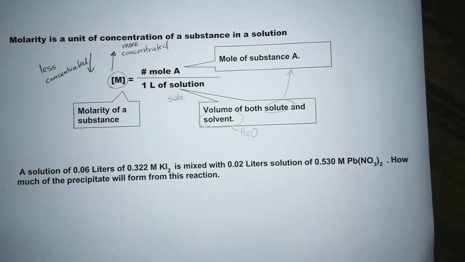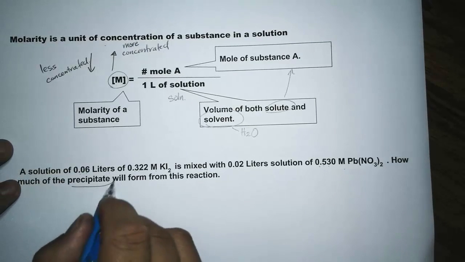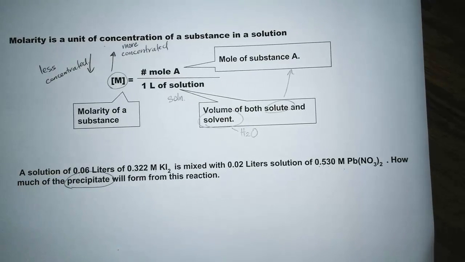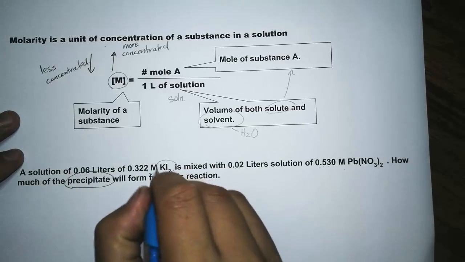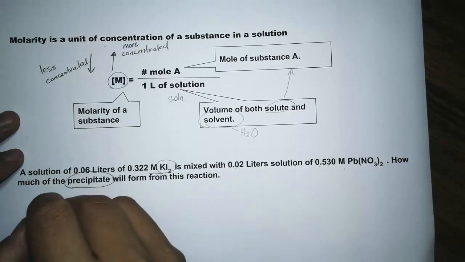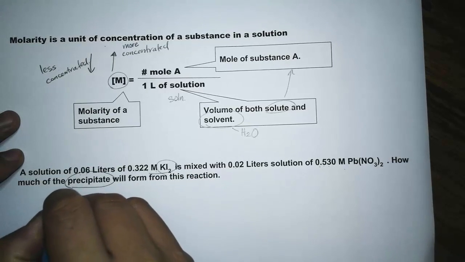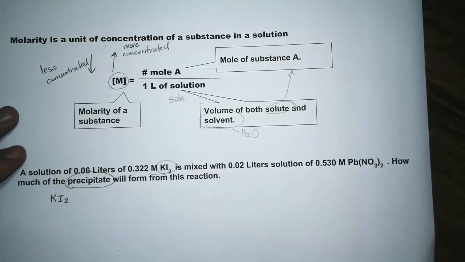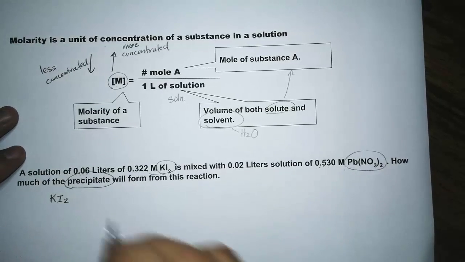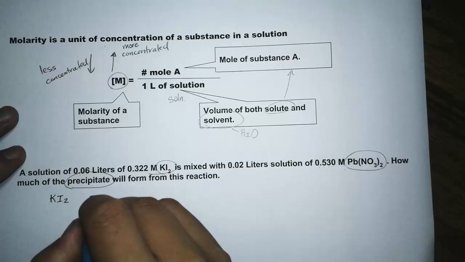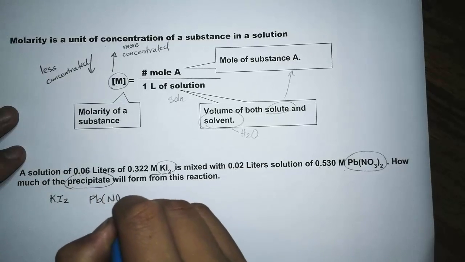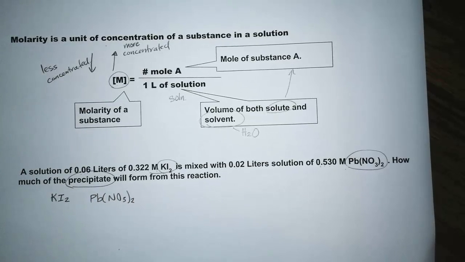Before, when we do stoichiometry, we are given the chemical reaction. In this case, we are looking specifically at a precipitate, so we have to apply a solubility rule. This is the next level. In this case, we have potassium iodide, and this is going to react with lead nitrate, so we have Pb(NO3)2.